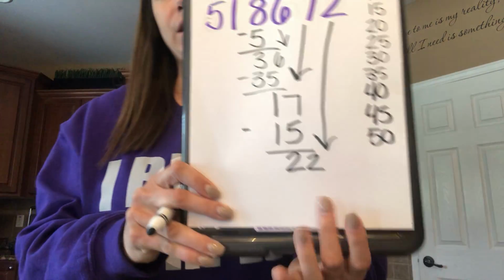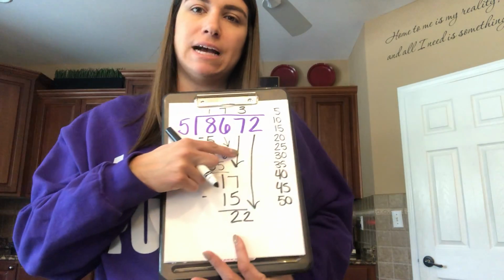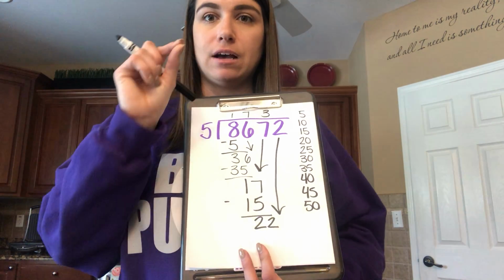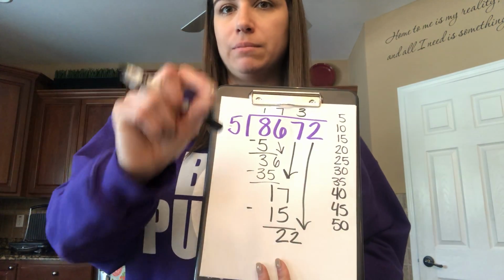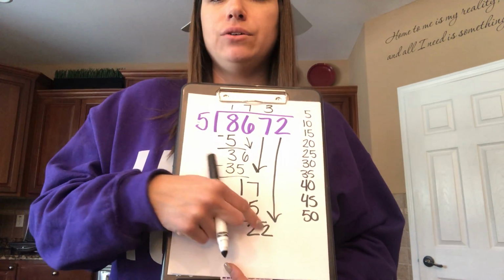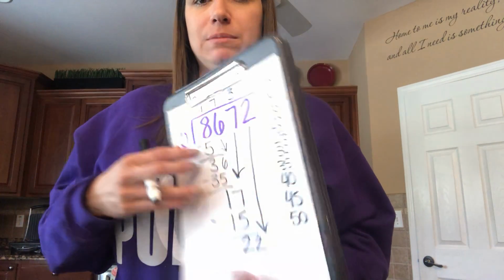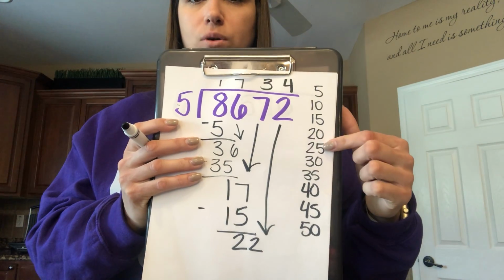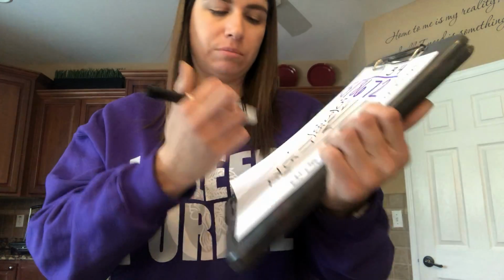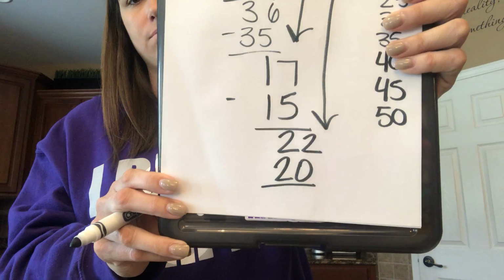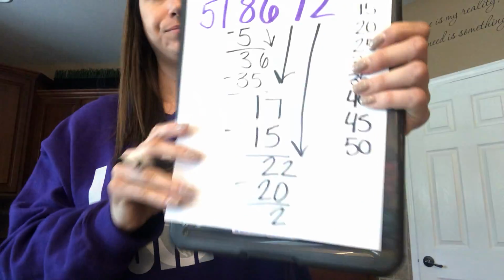So now I have to repeat one more time because anytime I bring something down, I have to make sure that rover stays repeat. It doesn't change to remainder until I'm out of things that I bring down. So 22 divided by 5 is going to be 4. And 5 times 4 is 20. So I'm going to write the 20 right here. And 22 minus 20 is 2.